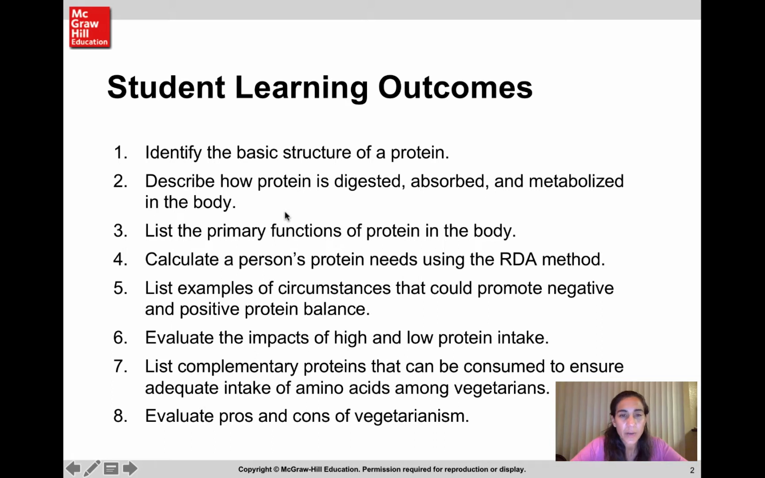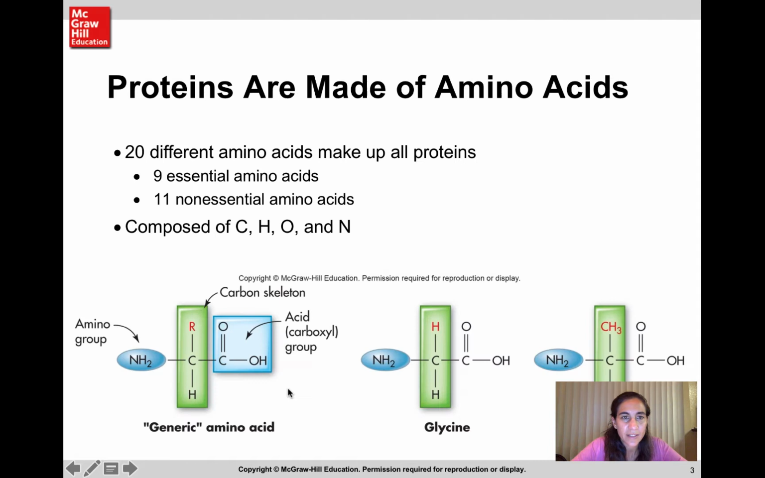We'll talk about their primary functions in the body, how to calculate an individual's protein needs based on the RDA. We'll talk about individuals with a negative or positive protein balance. We'll talk about impacts of high or low intakes of protein, and we'll talk a bit about complementary proteins and a vegetarian diet.